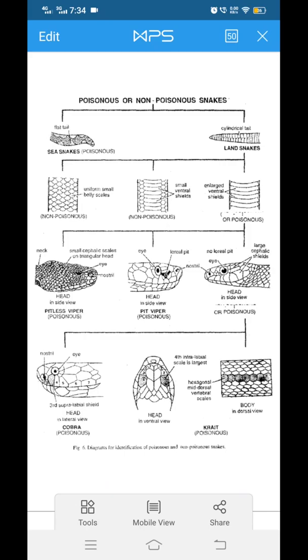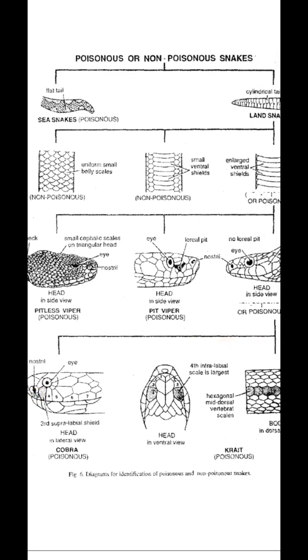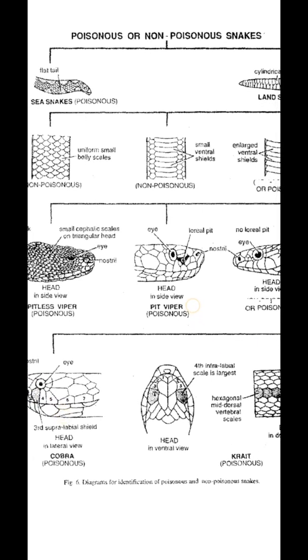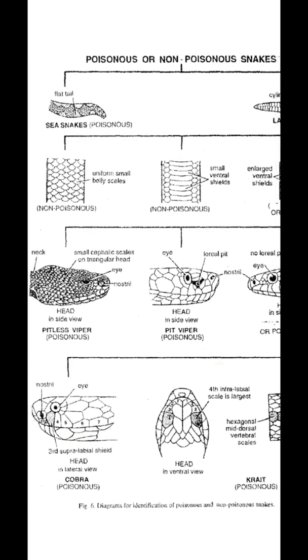In order to differentiate between poisonous and non-poisonous snakes on the basis of physical appearance, one can distinguish them on the basis of the shape of their tails, and also the size and arrangement of scales and shields present on their body. We can differentiate them on the basis of physical appearance, like the tail, and also the shields and scales present on their body.